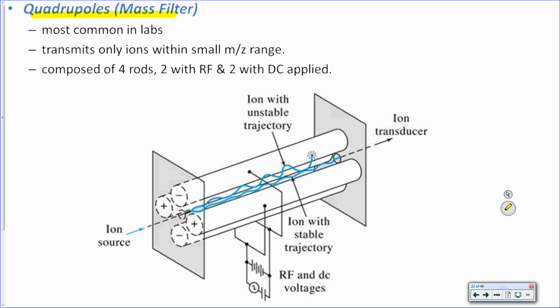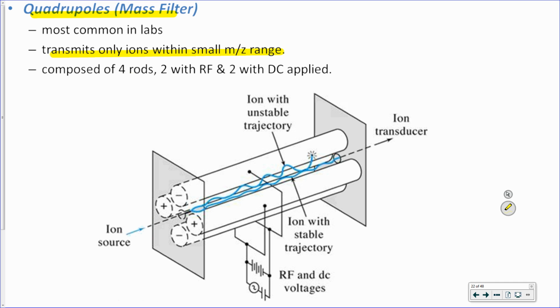Quadrupoles are the most common types of instruments we have. These are an ingenious technology. The guy that developed this type of analyzer, because of the ability to miniaturize it and put it on top of a desktop instrument, he was actually awarded the Nobel Prize for his work. I got to meet him at a conference in Nashville, Tennessee at ASMS.